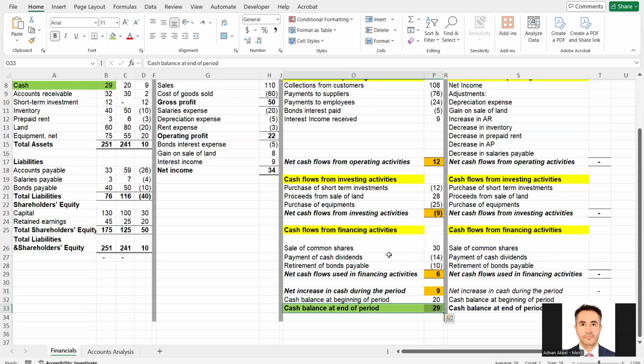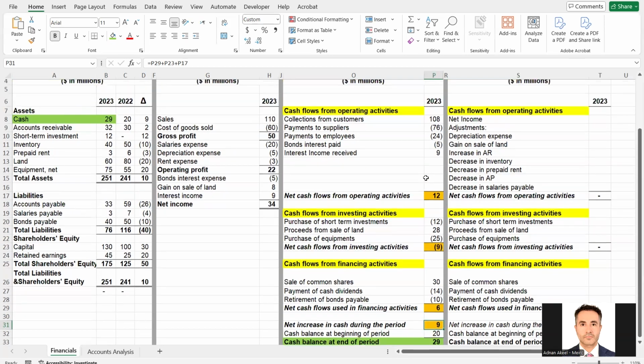So cash flow is telling me your overall cash increased by 9. How is this correct? Yes, because I started with 20, adding the 9, it takes me to 29. And yes, I started at 20, I ended at 29. That is absolutely perfect.